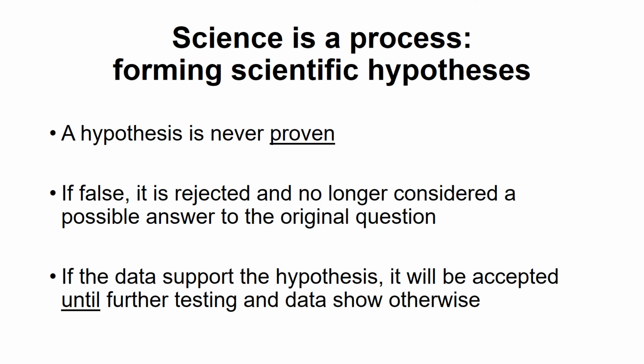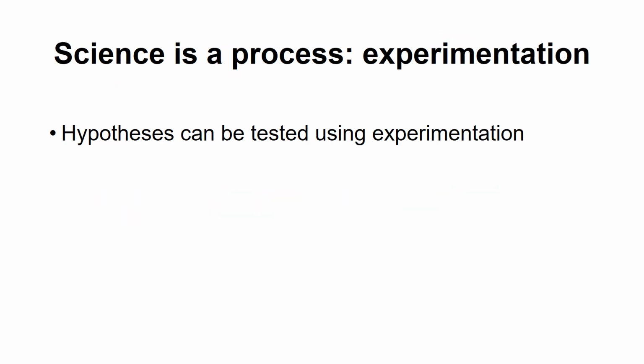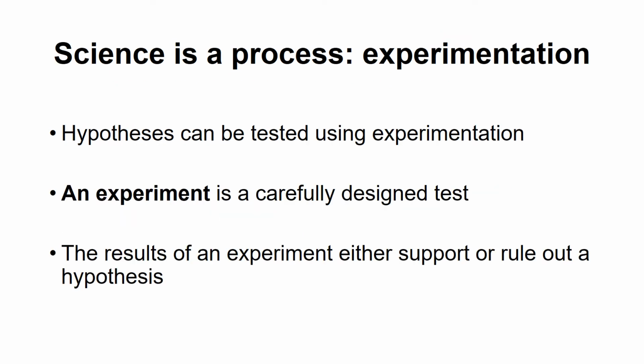If our data rejects our hypothesis, then that hypothesis is no longer going to be considered as an explanation for a phenomenon that we're studying. If, however, the data supports our hypothesis, then that hypothesis is going to be considered as an explanation for the phenomenon that we're testing until someone tests our hypothesis later on, and maybe at that point the data is going to reject that hypothesis. Okay, so now that we have our hypothesis, then the next thing is to test our hypothesis.